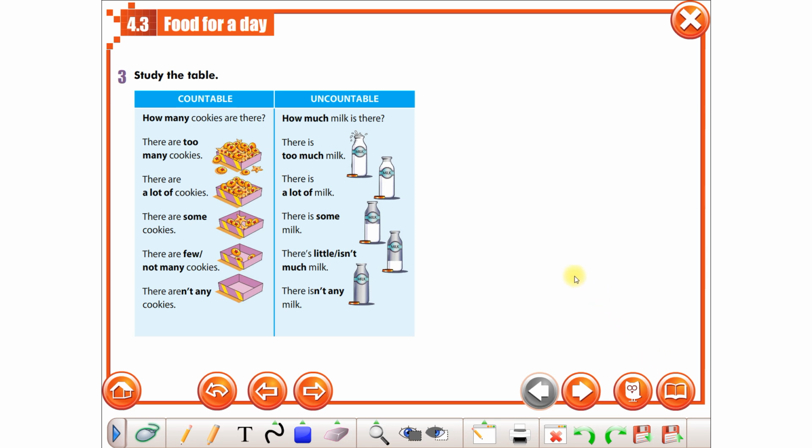Now we're going to move on to the quantifiers. As you can see, there's a slight difference between each other, but sometimes we can use them for either countable and uncountable. As you can see on the chart, the main difference is in many and much. Additionally, with few or little, or isn't much or not many. The rest could be used for either countable or uncountable.